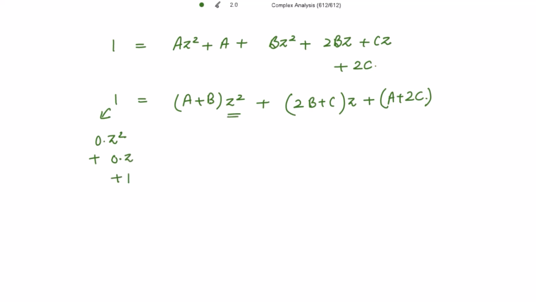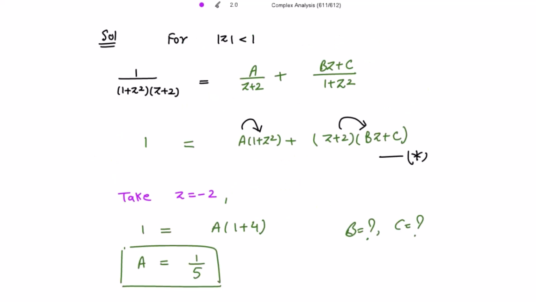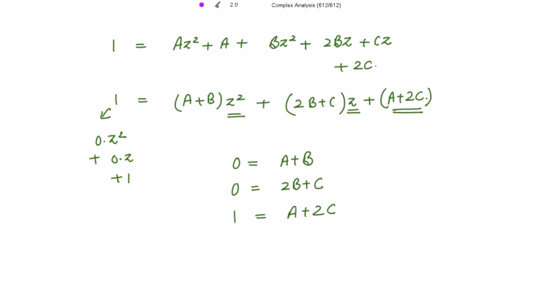So when equating the coefficients of z square, we have 0 equal to a plus b. This is your first equation. When equating the coefficient of z, we have 0 equal to twice of b plus c. This is your second equation. And when equating the constants, we have 1 equal to a plus 2c, right? Okay. Because from here we get a equal to 1 by 5, from here we can get the value of b to be negative a, that is negative 1 divided by 5. So we have the value of b to be minus 1 by 5.